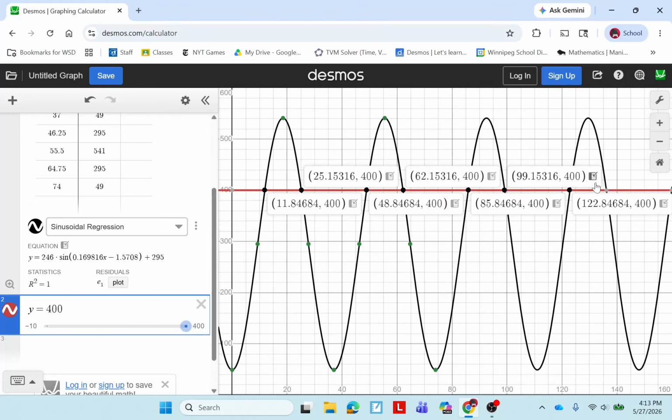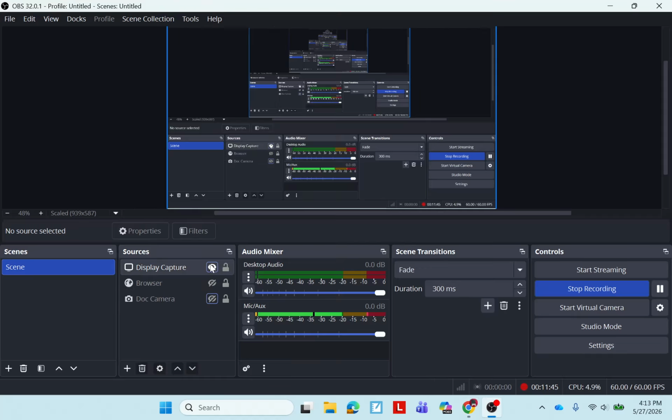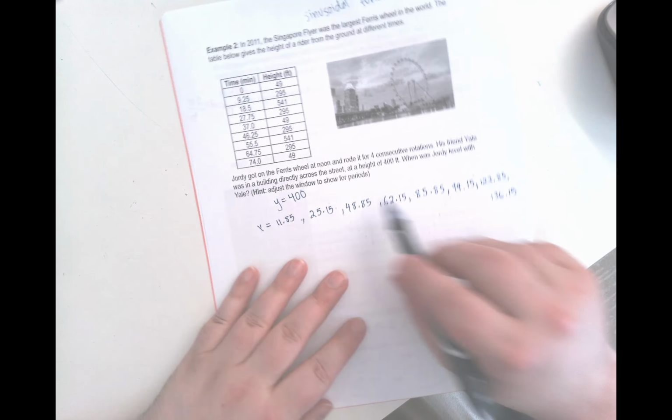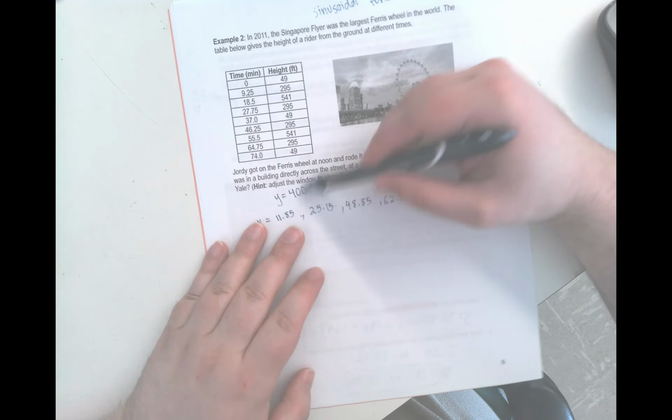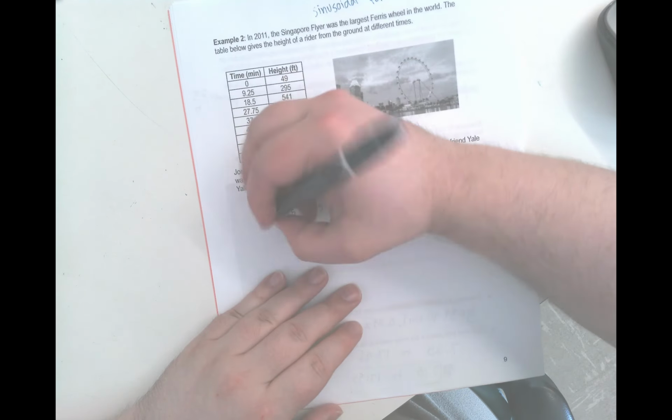All right, and the last one is at 136.15. Okay, so I'm going to switch back one more time to the notes here and just show my work here. So I entered y equals 400, and we got all of these x values where y is equal to 400. But again, just like in the last question, we don't just want to give the x values, we want to give context to it.